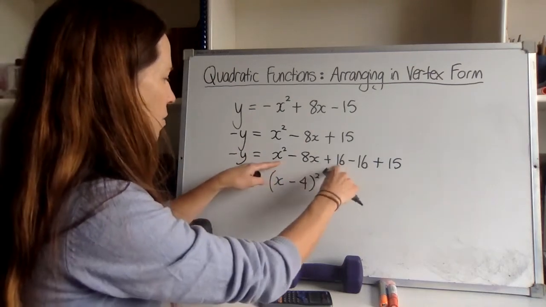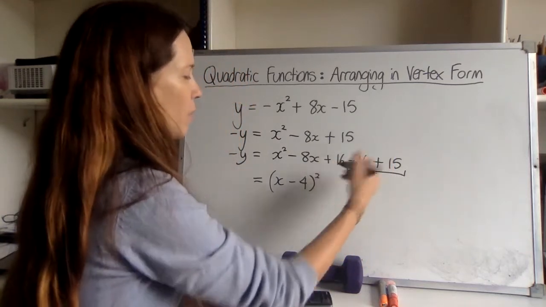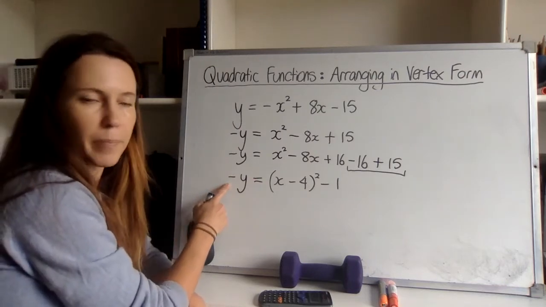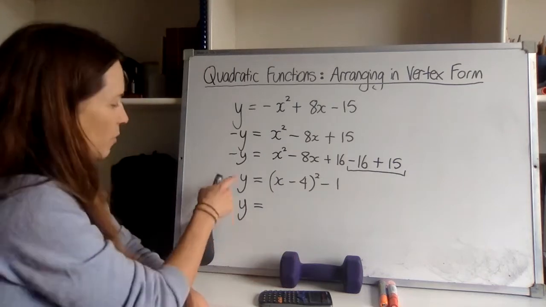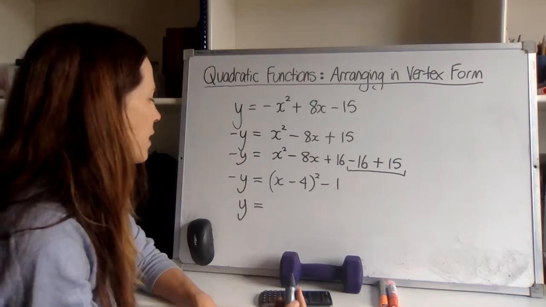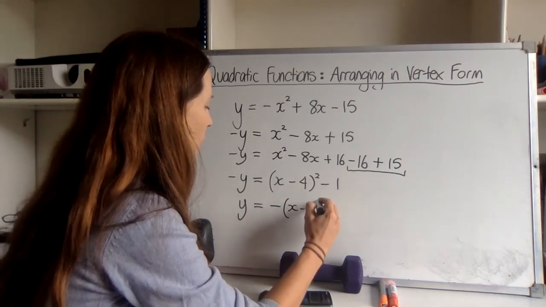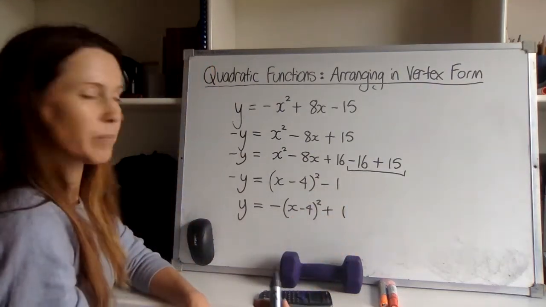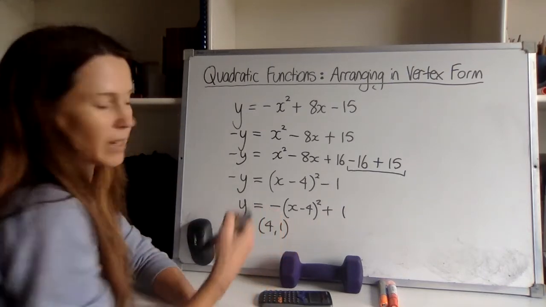Now these 3 terms are taken care of here. So our leftovers, we have negative 16 plus 15, which is minus 1. But don't forget over here we've still got negative y. So our last step is to convert it so that it's y equals. Now what have we done to the left? We've multiplied by negative 1, or divide by negative 1, however you like to see it. So we need to do the same here, and we get negative x minus 4 squared. But don't forget to multiply this by negative 1 too, and we'll have plus 1. Now we can see the vertex is going to be 4, 1, and this is an upside down parabola.